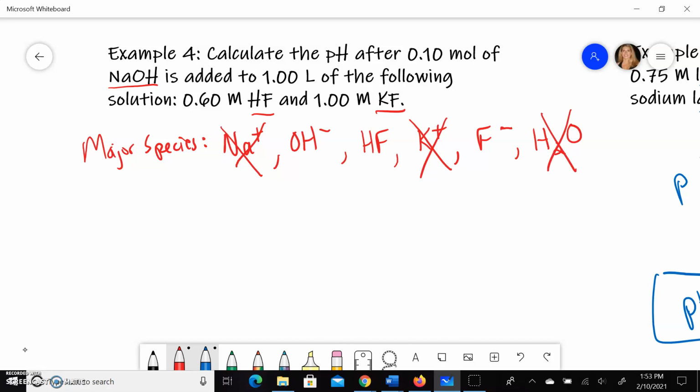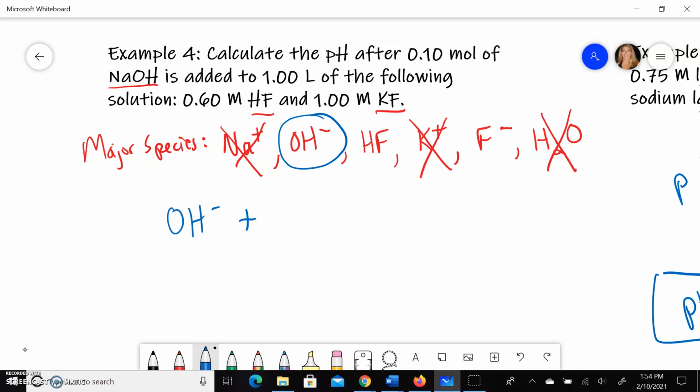Once you list your major species and you've crossed off things that are not going to do anything, what I want you to do is to watch for H+ or OH-. If you have either one of those two, you need to start with that ion and react it to completion. This is a strong base, so it is going to react with anything it can react with until it cannot react anymore. So let's start with hydroxide, and let's see what it can react with.